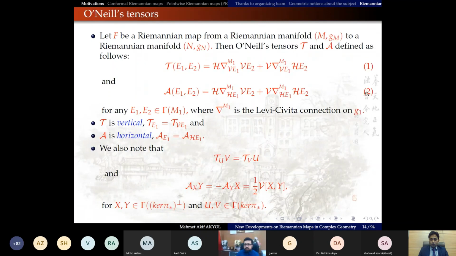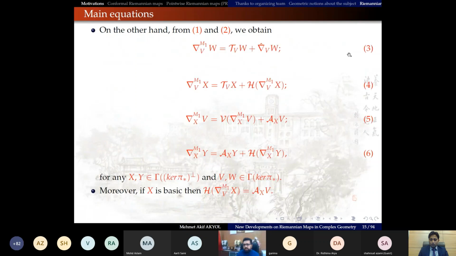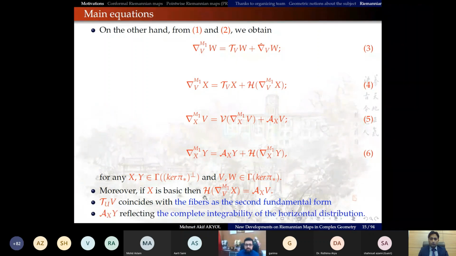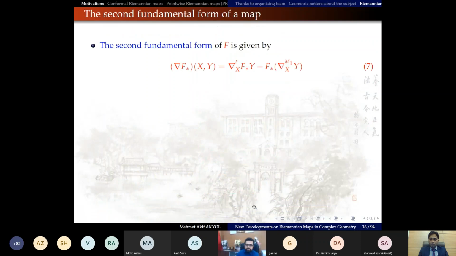And from these two equations, we obtain 3, 4, 5, 6. And also T exactly coincides with the second fundamental form of the fibers, and A is the complete integrability of the horizontal distribution. This is also an important definition. And the second fundamental form of F is given by 7.